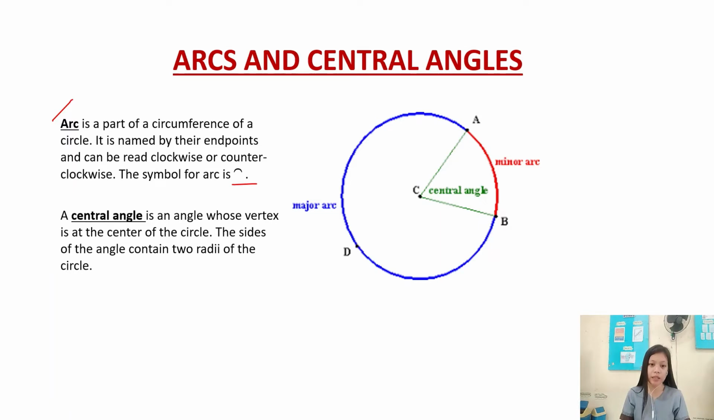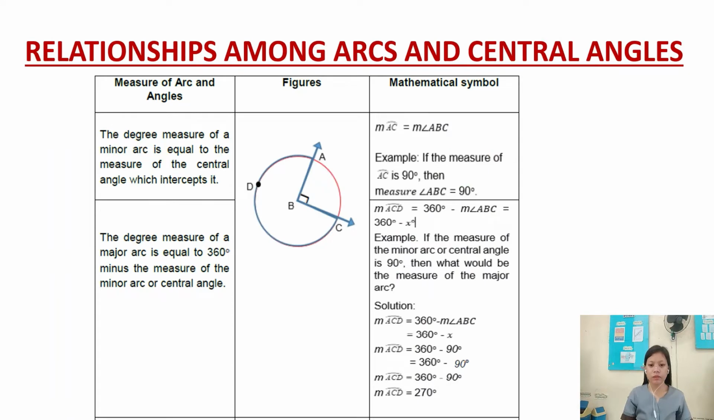A central angle is an angle whose vertex is at the center of the circle. The sides of the angle contain two radii of the circle. On the left side is the figure of an arc and a central angle. There are different relationships among arcs and central angles. Here we have, by column, the measure of arcs and angles, figures, and their mathematical symbols.